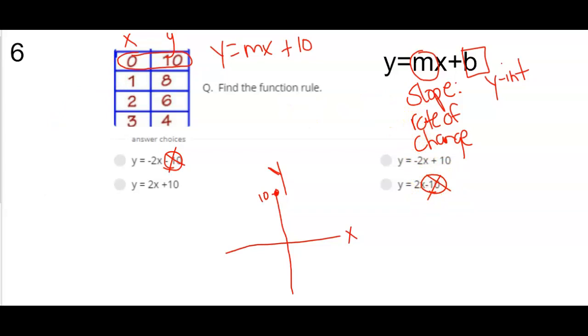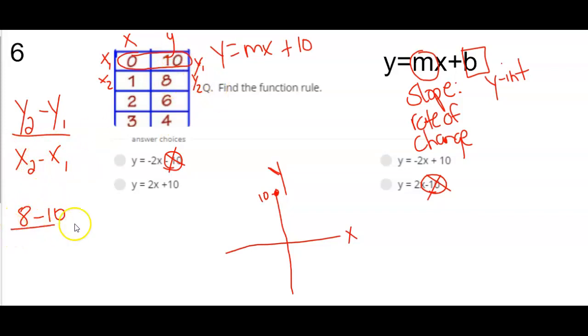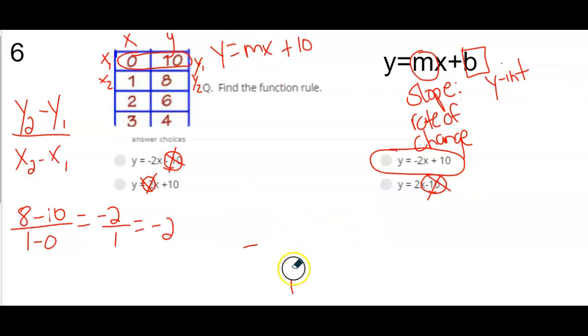And then to find your slope, you can go ahead and label your x1 and x2 and your y1 and y2, and then plug them into your slope formula: y2 minus y1 over x2 minus x1. So this would be 8 minus 10 over 1 minus 0. 8 minus 10 is negative 2 over 1, which equals a negative 2. So that means our slope has to be negative 2 times x. This is a positive 2, so I know that's not my answer. So it has to be this one: y equals negative 2x plus 10. I'm going to go ahead and get rid of this because this got really messy.